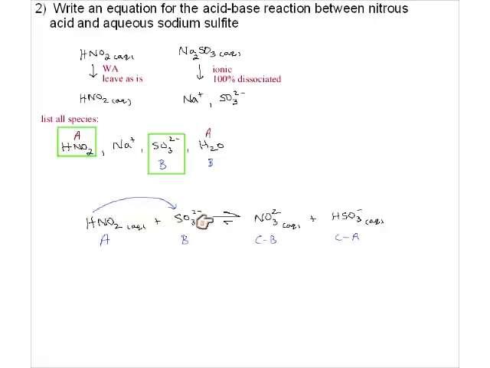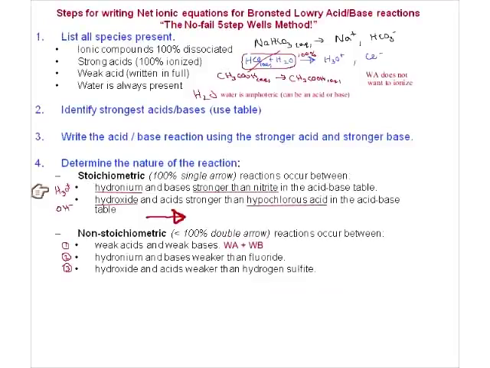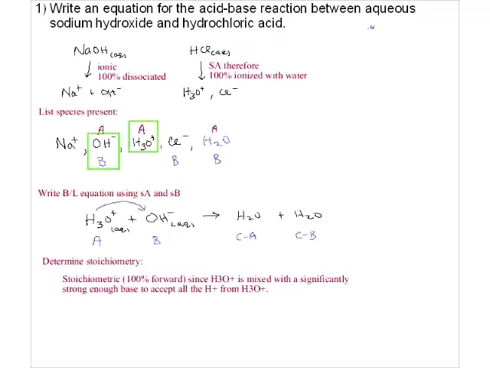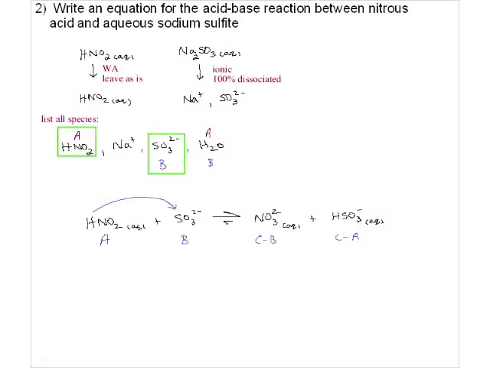And the stoichiometry, remember what we said? Let me just go back here. We said if we had H3O plus with a base stronger than nitrate, or OH minus and an acid stronger than hypochlorous, then it's going to be a single arrow. Here we don't have H3O plus, we don't have OH minus. We have a weak acid, nitrous acid, and a weak base, the SO3 2-. So this is going to be non-stoichiometric. We're going to have a double arrow because this reaction doesn't really want to go forward that much.